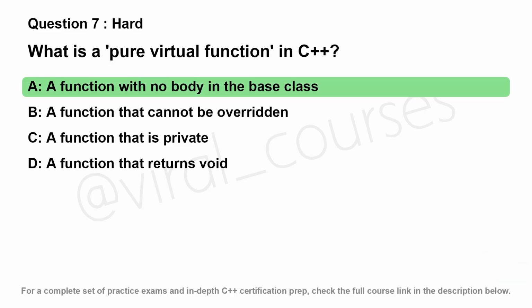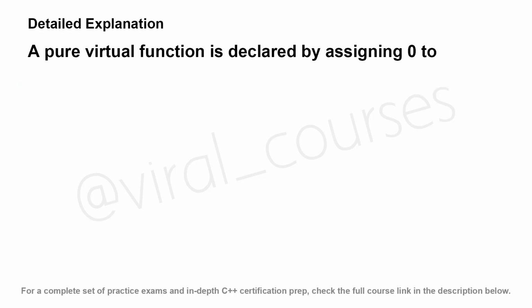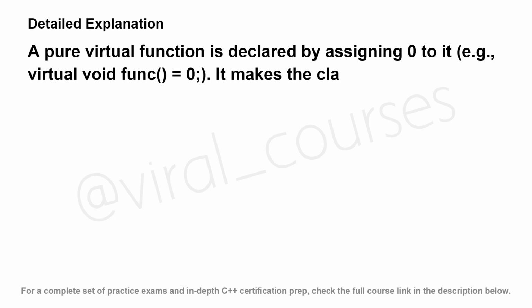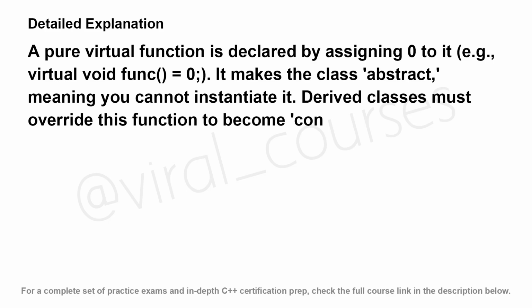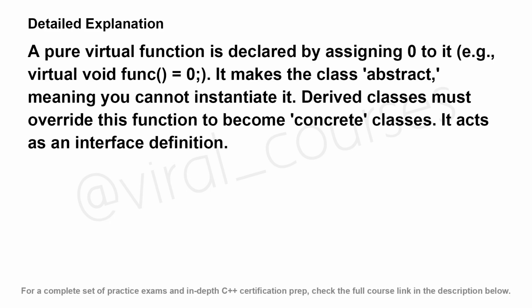The correct answer is A. A pure virtual function is declared by assigning 0 to it, e.g., virtual void func() = 0. It makes the class abstract, meaning you cannot instantiate it. Derived classes must override this function to become concrete classes. It acts as an interface definition.